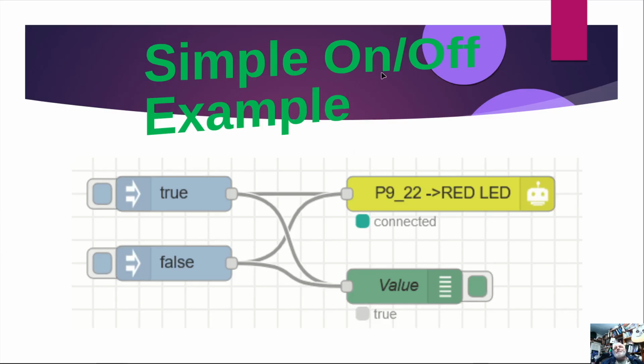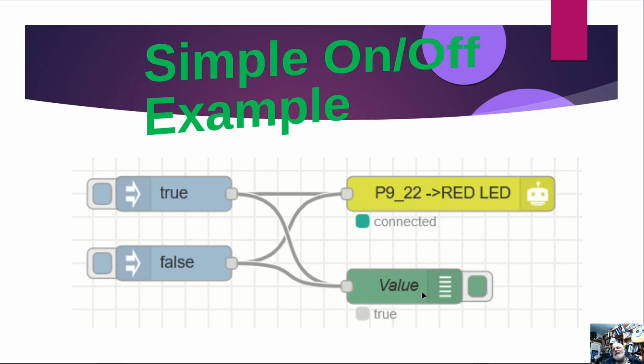Alright, so here's just a simple on-off program for the BeagleBone. We're using a BeagleBone that already has Node-RED connected here, and so we've connected to Node-RED. I grabbed a true and a false input, and I'm going to connect that to the red LED that is already wired on our BeagleBones. And so if I click on true, that true will then turn on the red light. If I click on the false, that'll turn the red light back off.